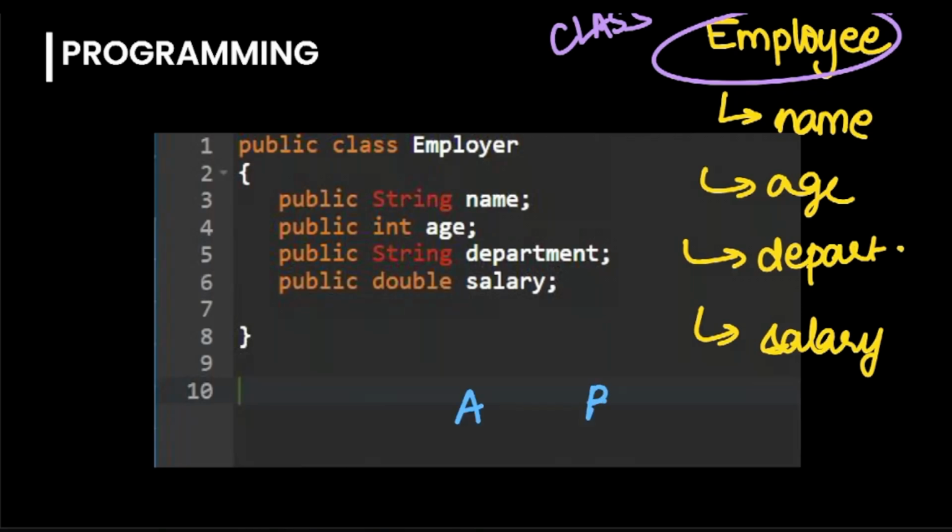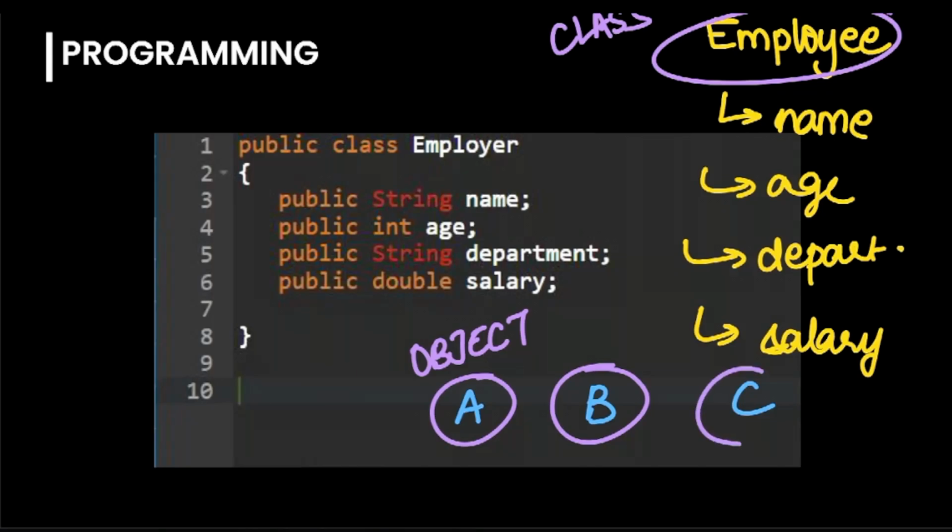Employee A, B, and C, right? Each employee is what is called an object. So employee A is an object, B is a separate object, and C is another object. Each of them has different names, ages, departments, and salaries, right? Okay, so let's look at how to create a Java program to depict this information here.